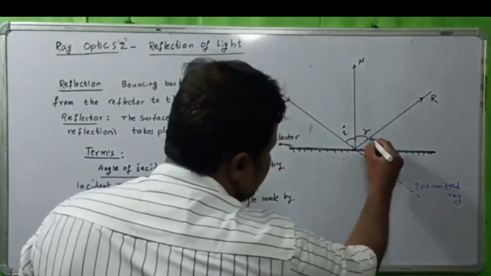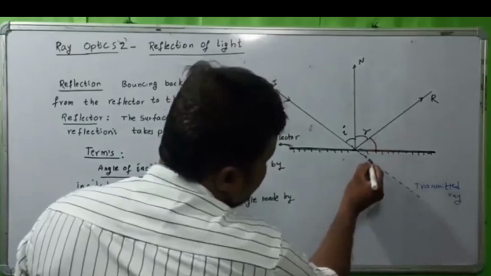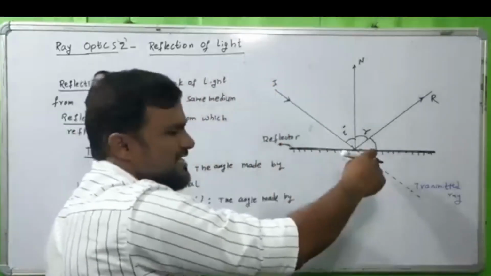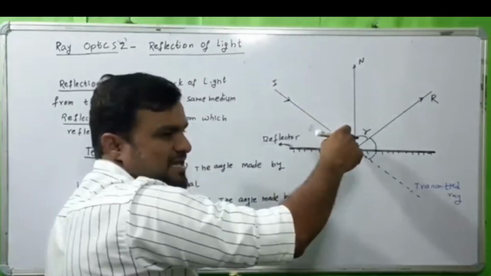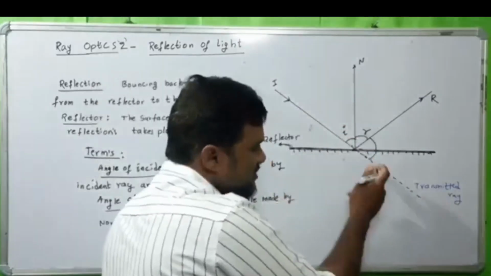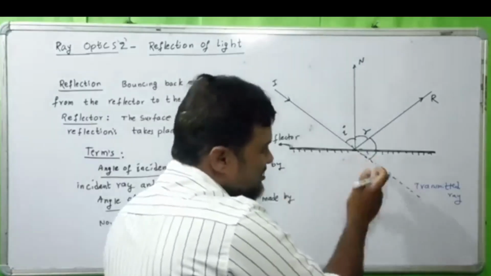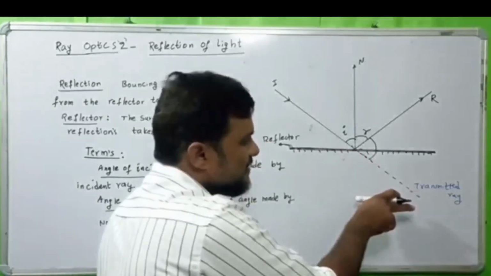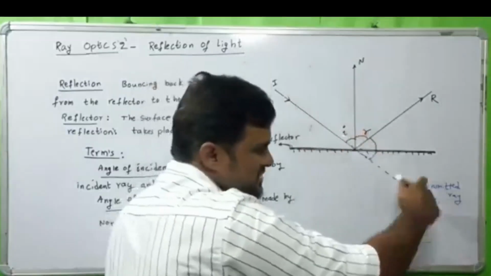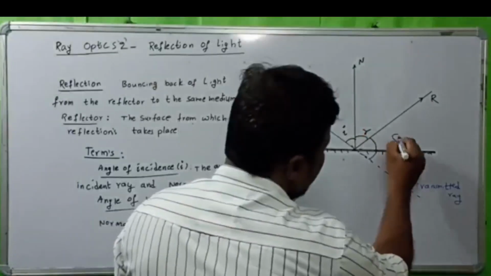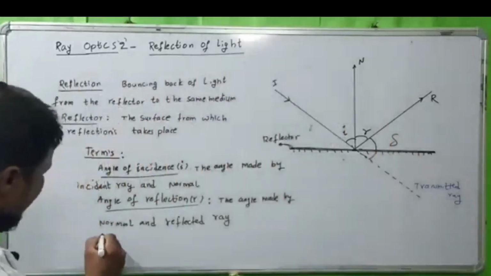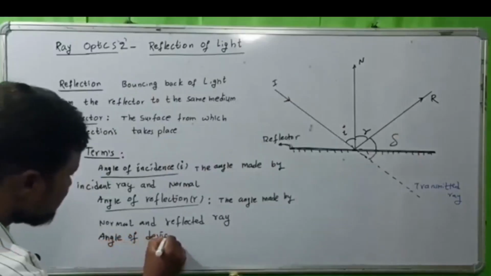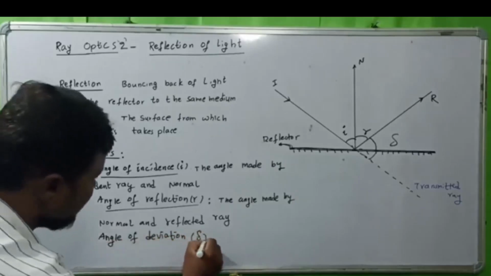And coming to the angle made by the reflected ray and the transmitted ray. Actually, this is the incident ray. If I extend this incident ray hypothetically downward, we can also treat it as a transmitted ray. Why? Because light is transmitted to another medium, and imaginarily you can take it straight forward. So this is denoted by the letter delta, called the angle of deviation.